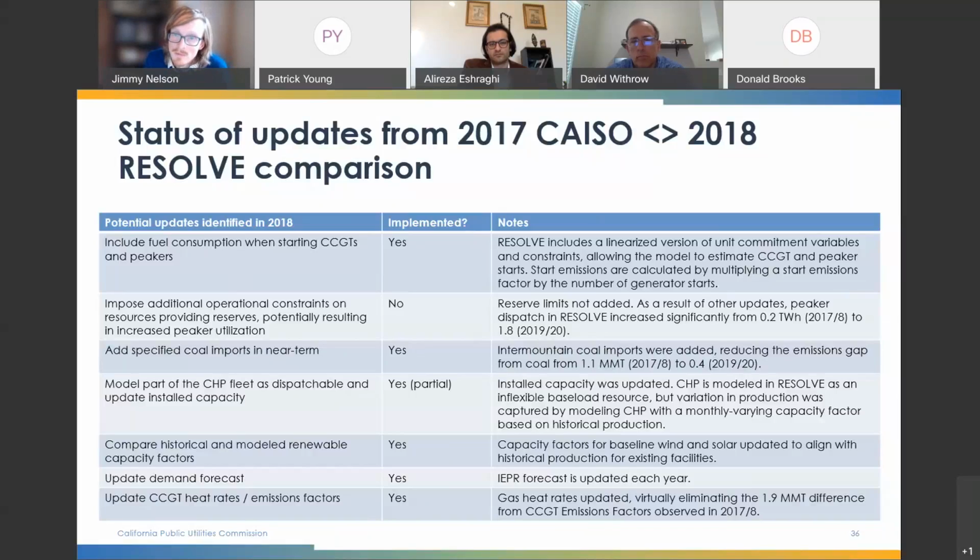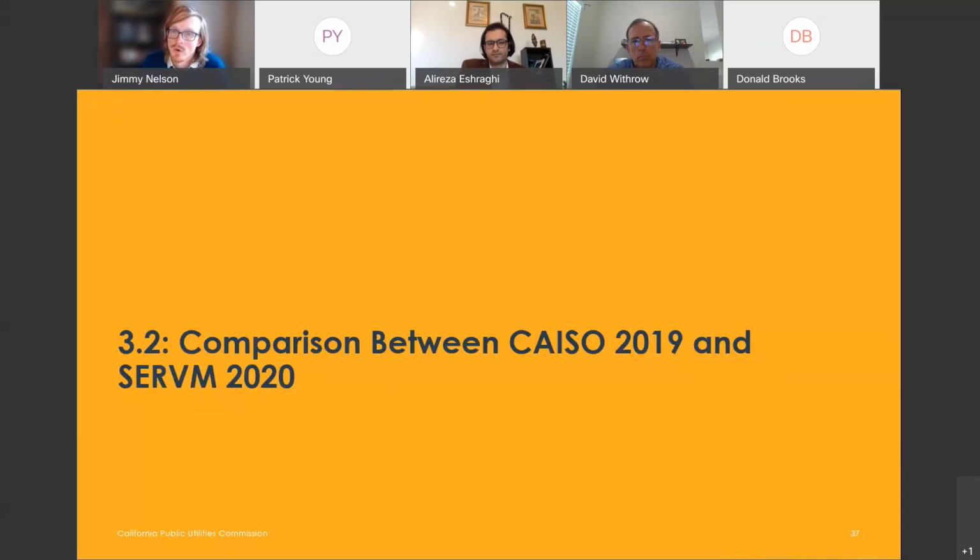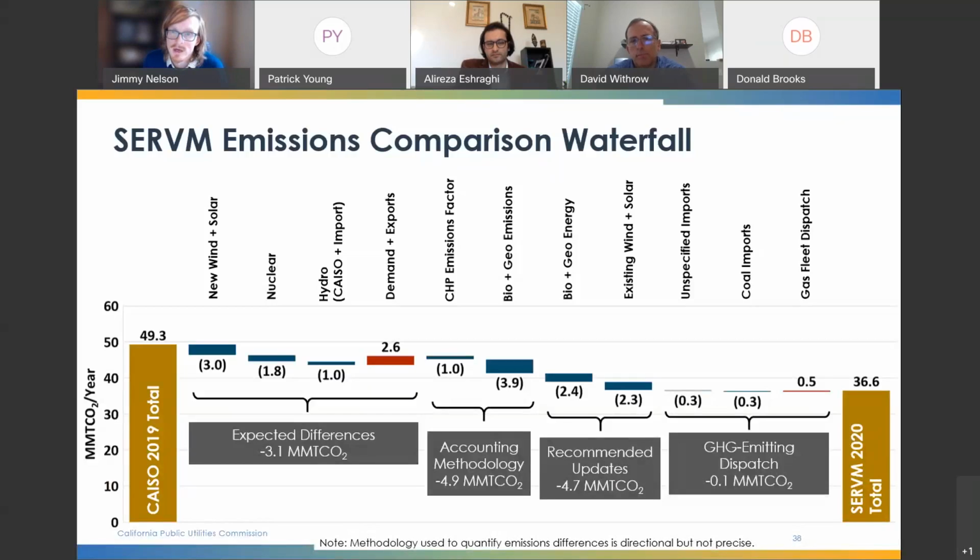So, Ali, why don't I actually go through the SERVM slides quickly? I think that's the easiest way. So let's go 2 slides ahead. We're going to do a similar analysis for SERVM. So now we're comparing the same CAISO data set, CAISO 2019, to SERVM simulation of the year 2020. Important thing to note, Patrick's presentation showed a progression of SERVM updates.